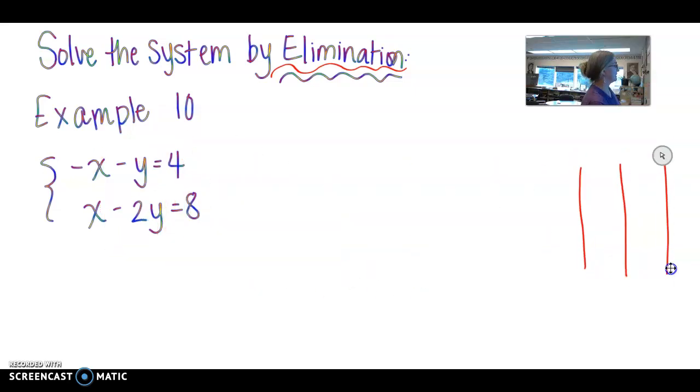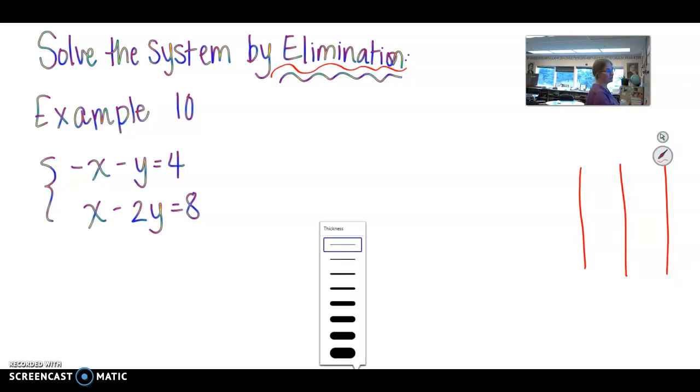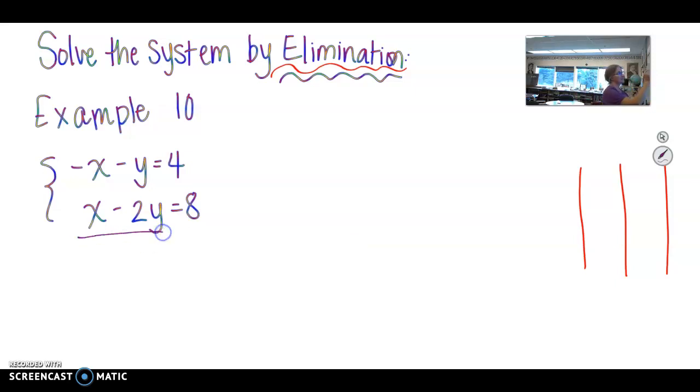Okay, so then what you need to do is we want to drop out one of the variables. So we're going to add each column together, all of the like terms together. And in this case, I don't have to do anything first, and I'll show you why. I'm going to add the x terms together, I'm going to add the y terms together, and I'm going to add the constants together. So what is negative x plus x?